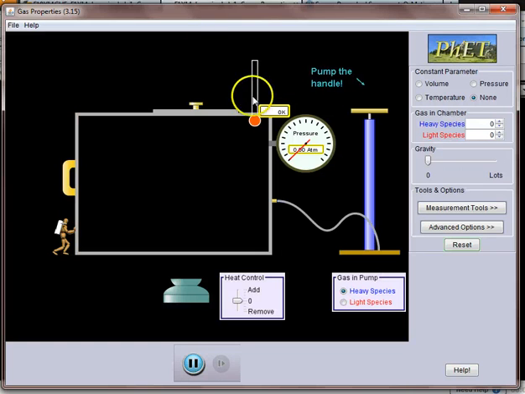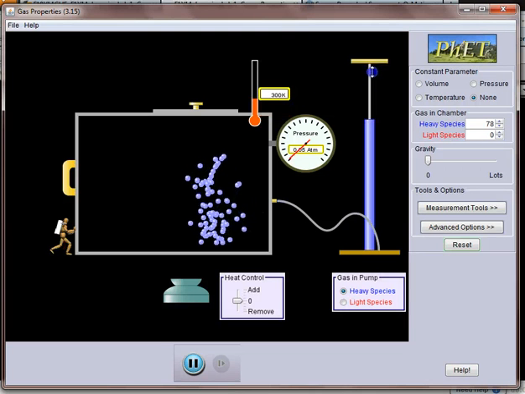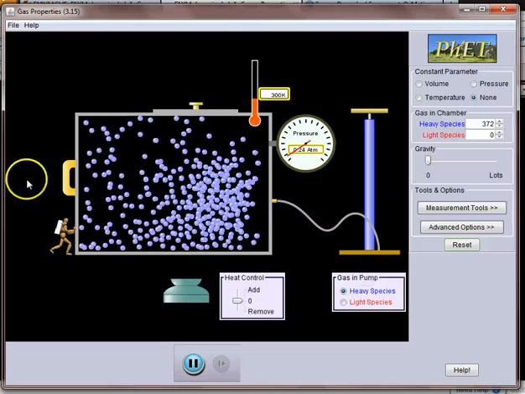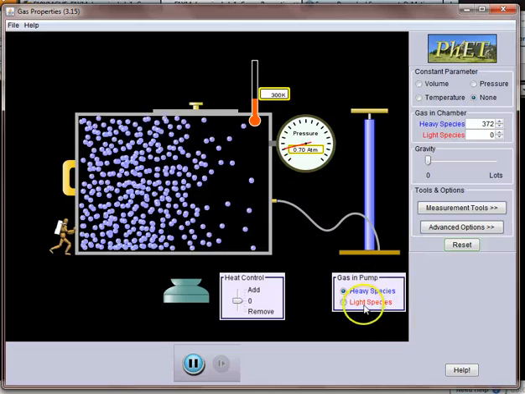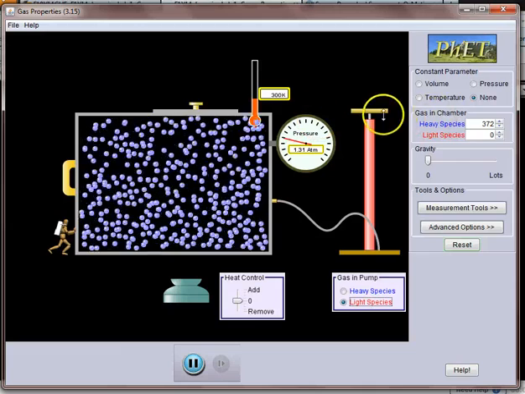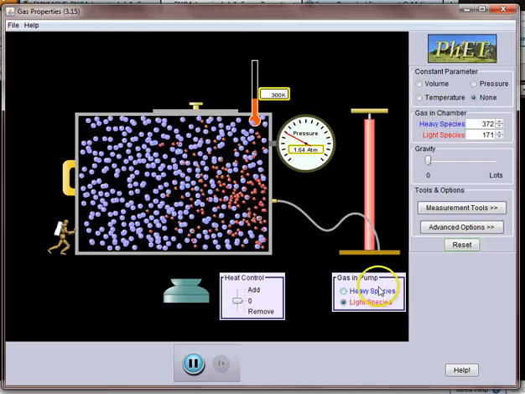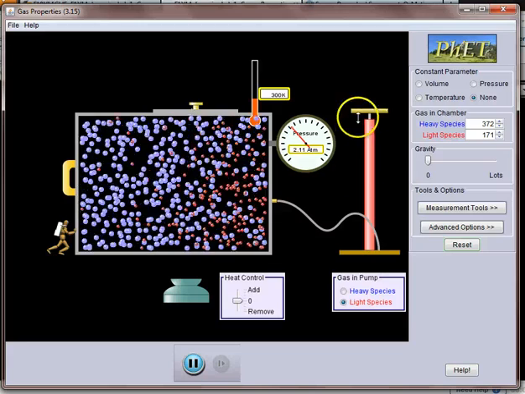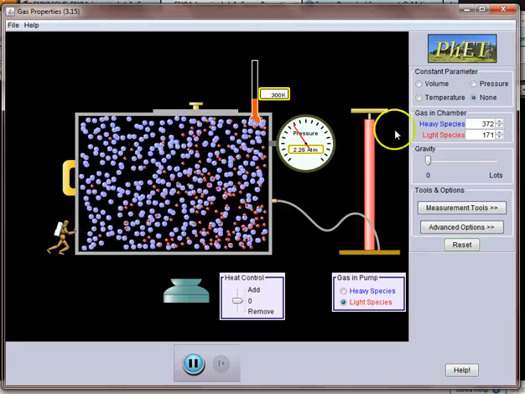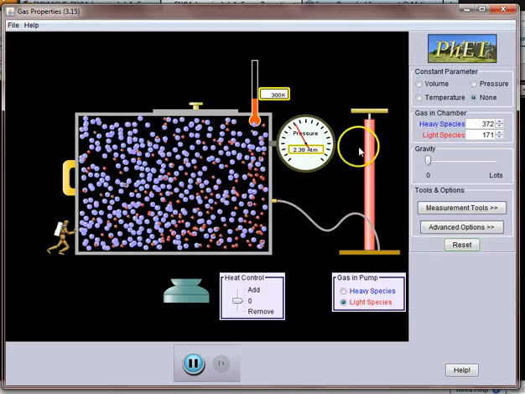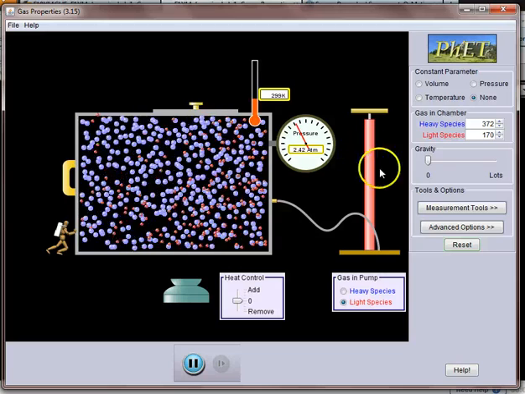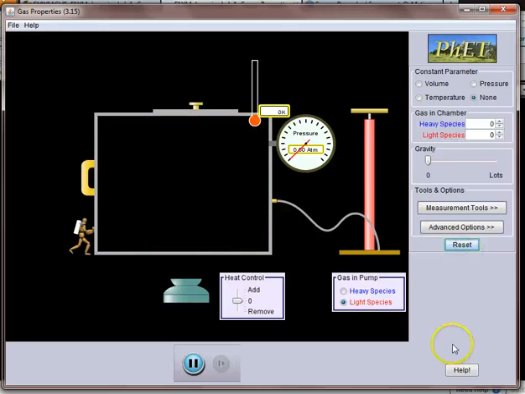There is a temperature here, there is a pressure, there is a heat. You can add and remove the heat from here, and there is a pump here. We are not going to use it, but if you pump it, you can put gas particles in there. You can choose what kind of particles you want. It's not very intuitive. I've worked with it, but it doesn't really tell you how many particles you're going to get in there, so we're not going to use that.